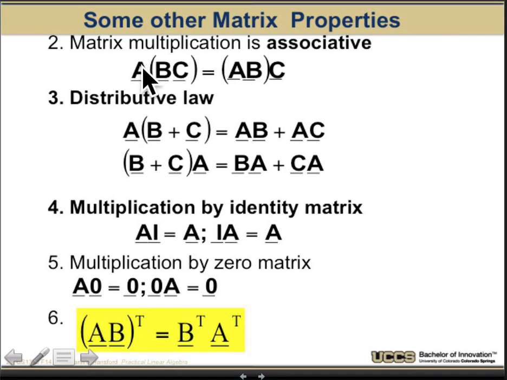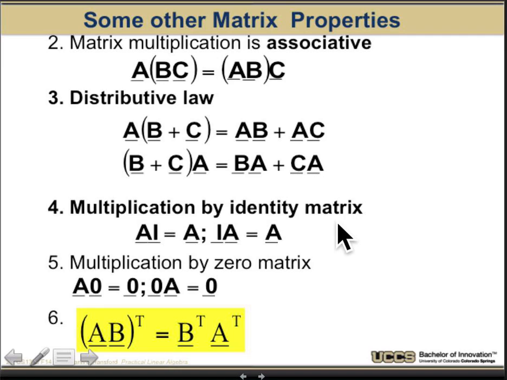It is associative. So if I have three things, A times B times C, that's the same as A times B times C, and I can put the parentheses and do BC first or AB first. It doesn't matter. It's also distributive. So if I have A times the quantity B plus C, that's the same as A times B plus A times C. And similarly, B plus C quantity times A is the same as BA plus CA.